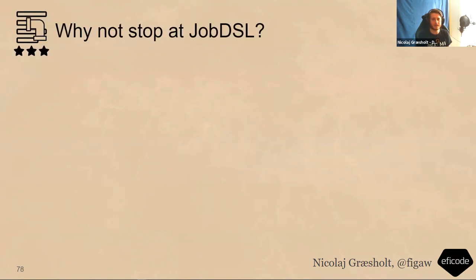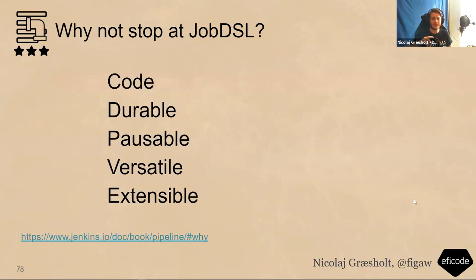So from the Jenkins documentation, you get the things as code, you get better durability, you get the ability to pause jobs that are running. They become more versatile, which means you can do more stuff with them in the world of continuous delivery. And they are extensible. You have it as code, so you get all the benefits of software design patterns and templating and shared libraries. The things that are interesting here are the durability and the pausability. Because we already have it as code with JobDSL, they are versatile. We can do anything with the Groovy language. They are extensible. It's a programming language. We have the templating. But the durability, a pipeline can be automatically restarted when a Jenkins master restarts.